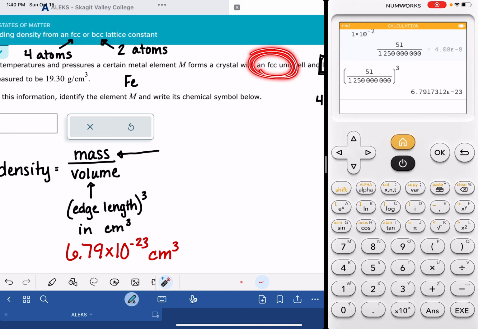ALEKS is going to tell you what type of unit cell you're working with, unless maybe that's possibly your unknown variable. That's definitely possible. But probably ALEKS is going to tell you what unit cell you're working with. And so for me, I'm working with a face-centered unit cell, which means that I have a total of 4 atoms inside my unit cell. And for a lot of versions of the problem, you're going to know what that atom is.